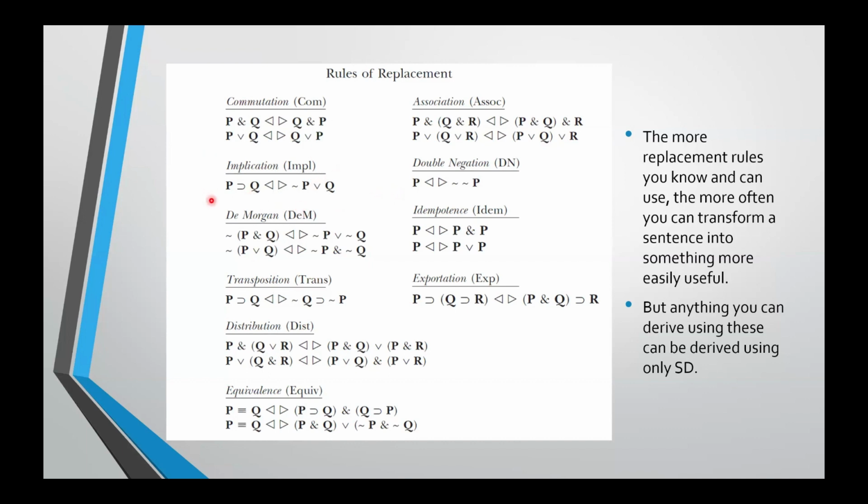Implication is another one that's really valuable because it allows you to convert conditionals to disjunctions and back. It's a really useful way of changing the form of sentences to better match what you can work with.